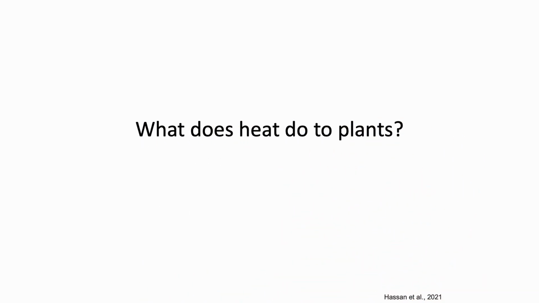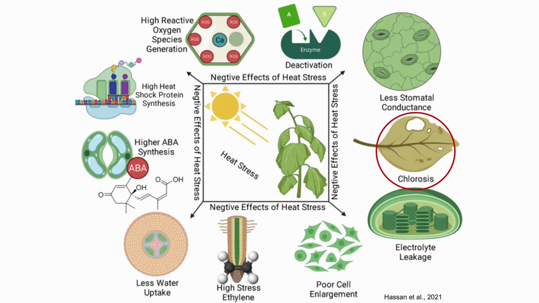But what does heat do to plants? Heat stress leads to discoloration in leaves and eventually leaf drop. It reduces stomatal conductance, affecting the plant's ability to respire, deactivates enzymes essential to the plant's metabolism, decreases water uptake, and results in the formation of reactive oxygen species, harmful molecules that disrupt the plant metabolism and cause oxidative stress. Plants will attempt to mitigate heat stress by activating stress response pathways, redirecting resources and energy away from other important functions like photosynthesis and respiration.